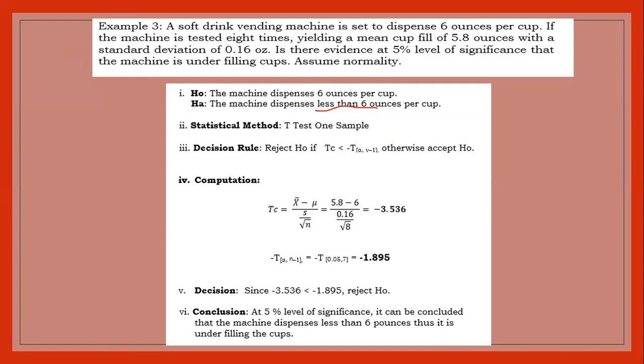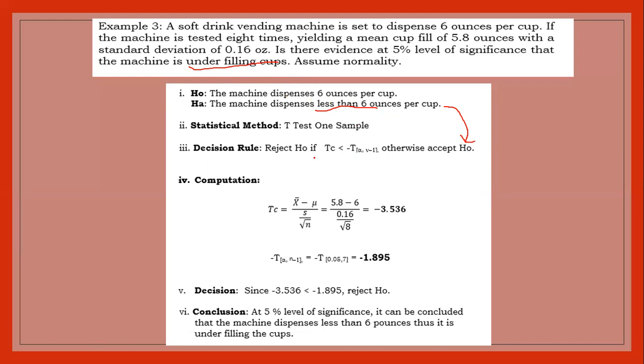Going back to the problem, ito actually yung keyword natin na nagbigay sa atin ng idea na less than 6 ounces. Sabi kasi dito, the machine is underfilling. Ibig sabihin, kulang yung pinupuno nyo dun sa cup. So, we have less than. Since less than yung alternative hypothesis, ito po yung kokopyahin natin na decision rule. May corresponding decision. So, take note, reject HO if T sub C is less than the negative, kung ano man yung makukuha natin sa table.